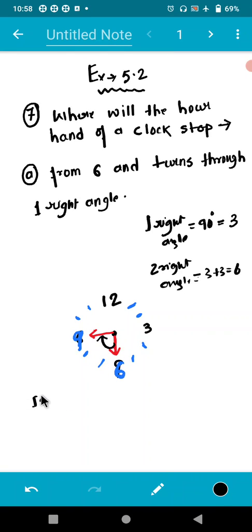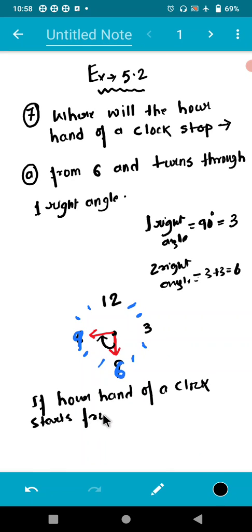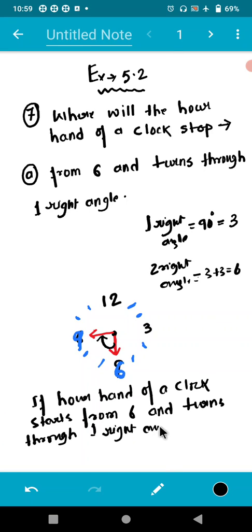You have to write that if the hand of a clock starts from 6 and turns through one right angle, it will stop at 9. So this is the language that you have to write.